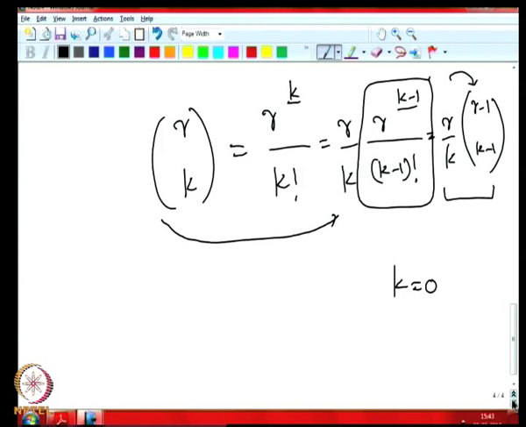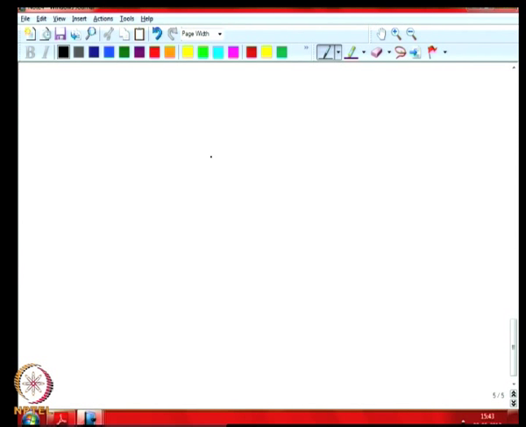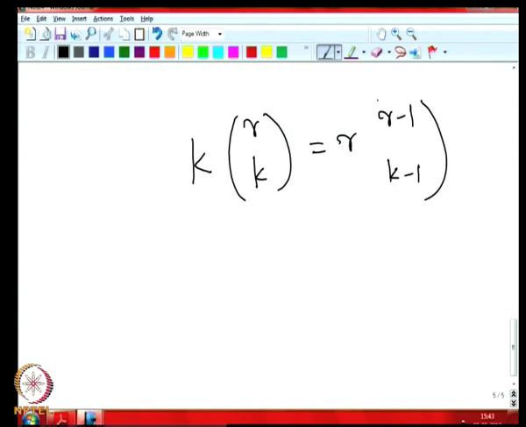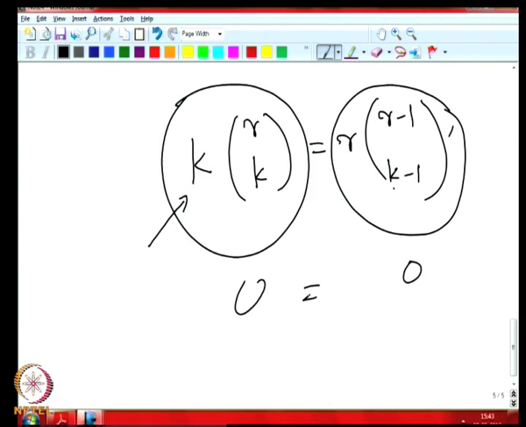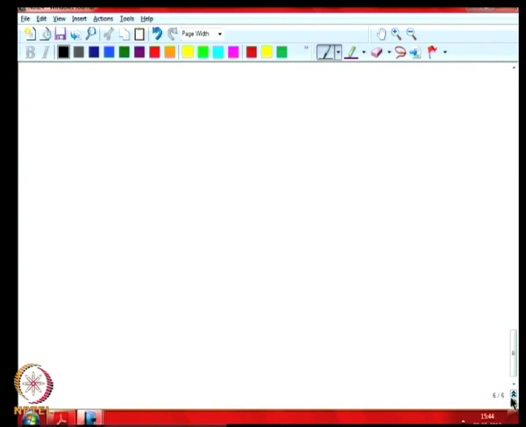Suppose we want to make it work for k equal to 0 also. What we can do is rearrange it as k times r choose k is equal to r times r minus 1 choose k minus 1. Now there is no restriction; for every integer k it works, because the only case where it was not working was when k equal to 0. If k equals 0, this becomes 0 and k minus 1 becomes a negative number, so this will become 0 as well. Both become 0. Therefore, that absorption identity works for all k.